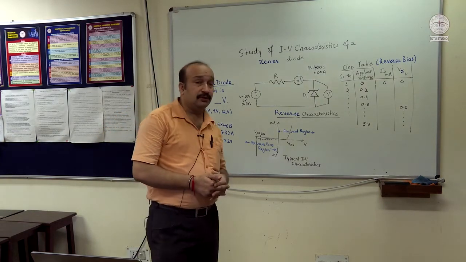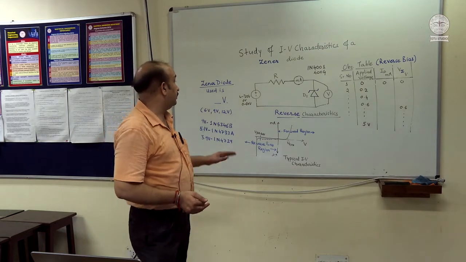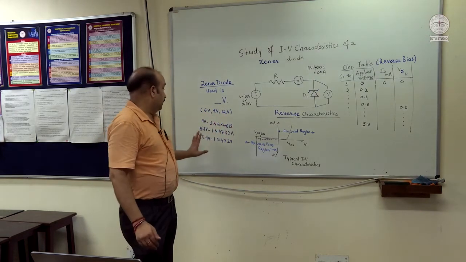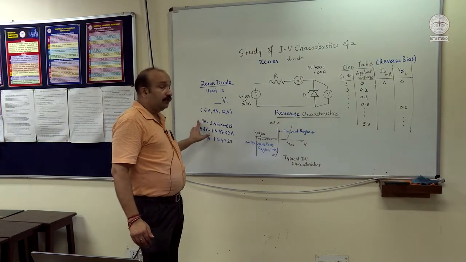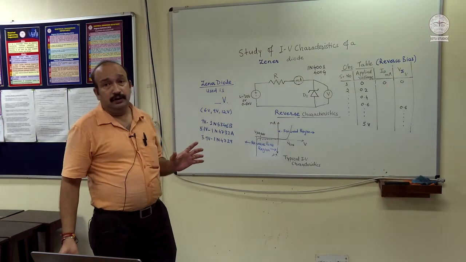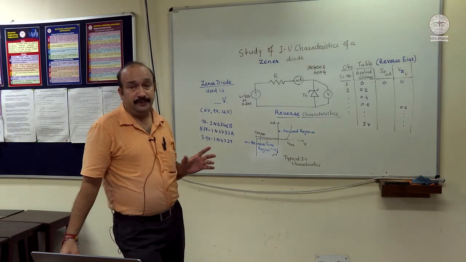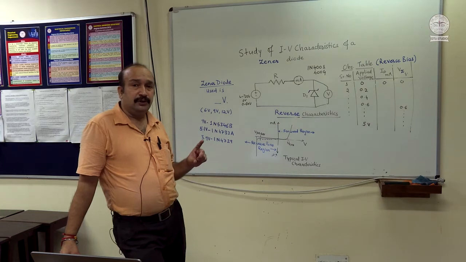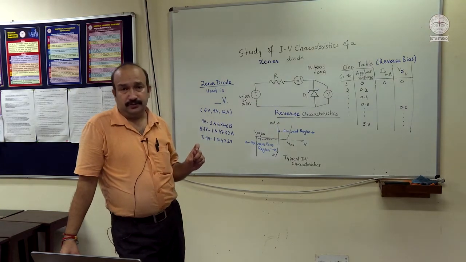This Zener diode is designed for different breakdown voltages like 6 volt, 9 volt, 12 volt, 3.9, 5.1, 9 volt and so on. So, whatever stable voltage we require, we can achieve that stable voltage by designing a voltage regulator which is based on the Zener diode.